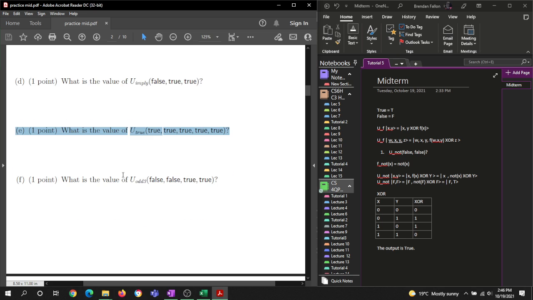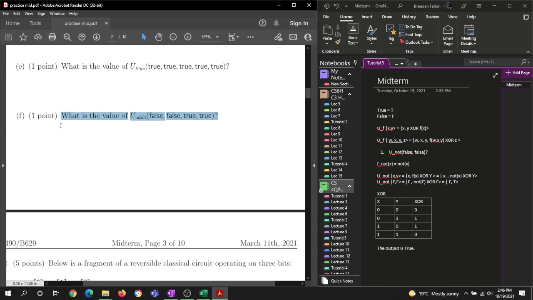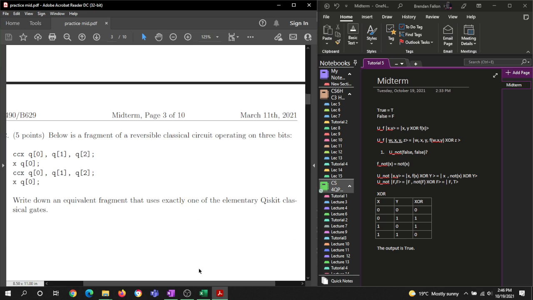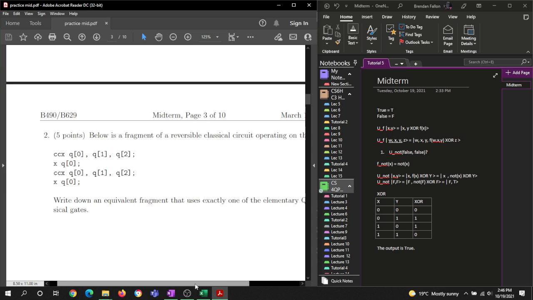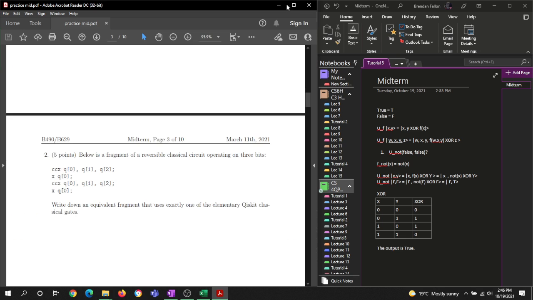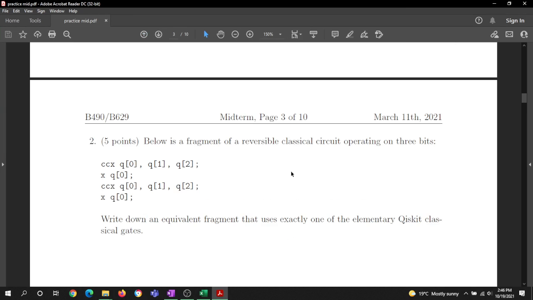Of course, if anyone has any particular questions on any of these, feel free to reach out to me. But the actual formula is pretty straightforward. Let's move on to the second one. I'll make this slightly bigger on the screen.